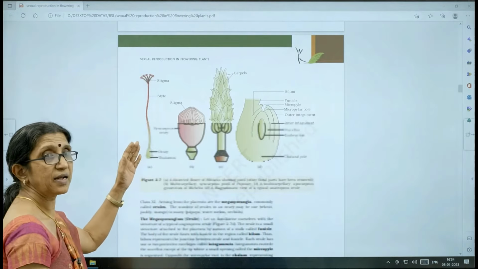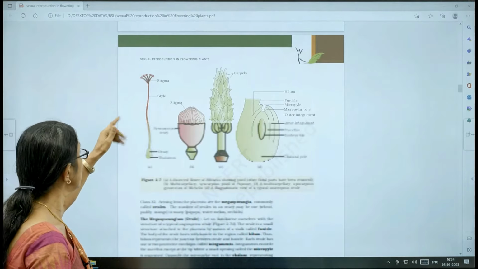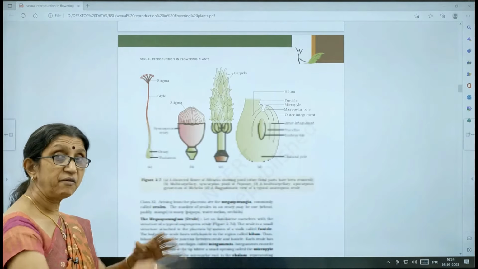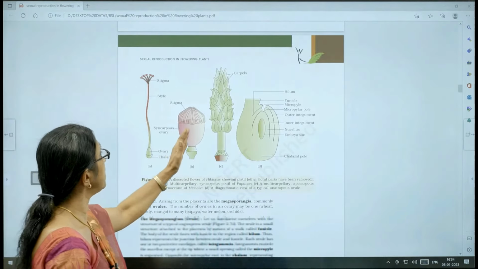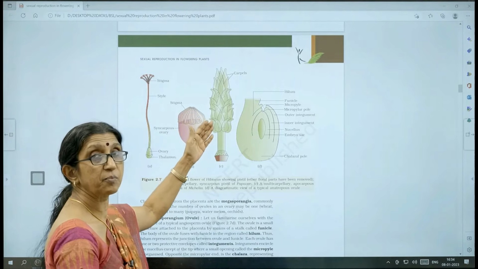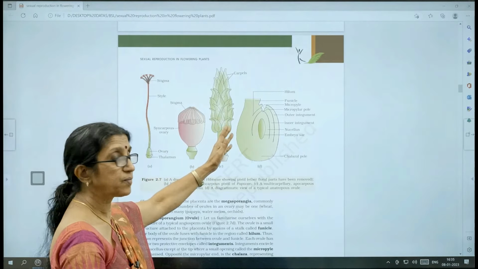This is the gynoecium of hibiscus. Hibiscus, okay. Ovary, style and stigma. It is pentamerous, having 5 carpels and 5 stigmatic lobes. And this is poppy. It is multicarpellary and syncarpous. Multicarpellary and syncarpous.